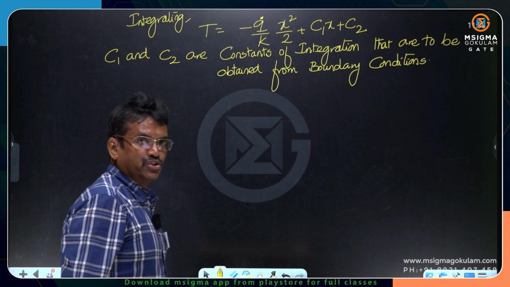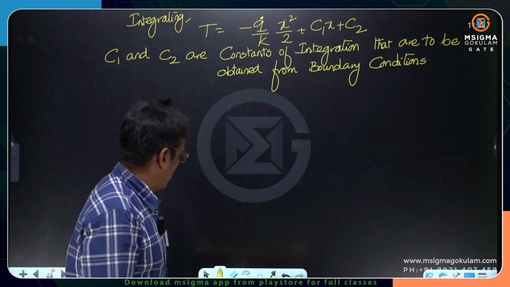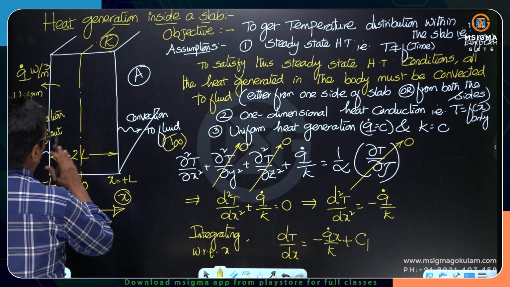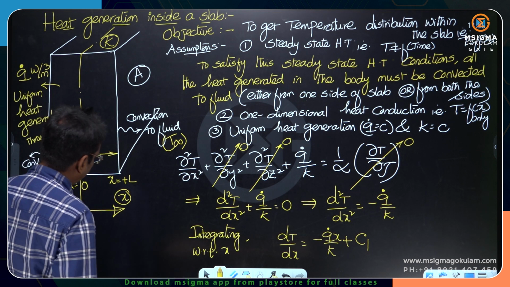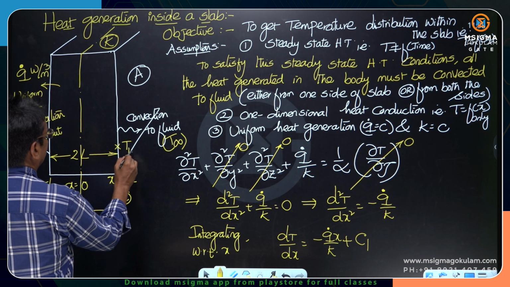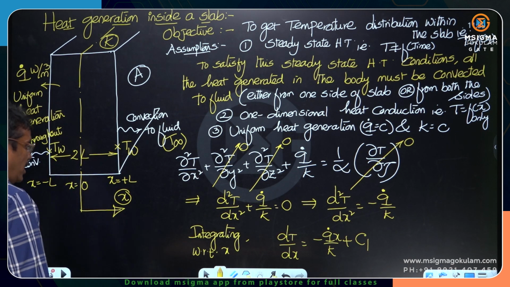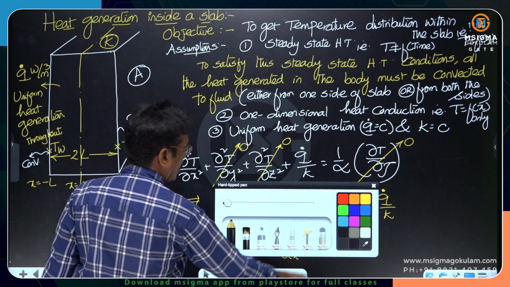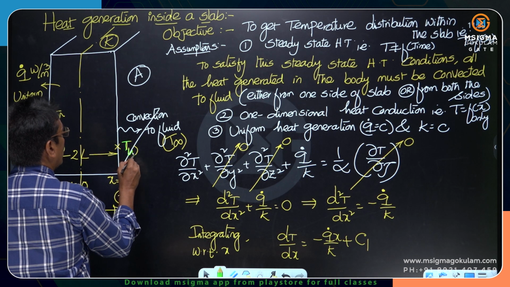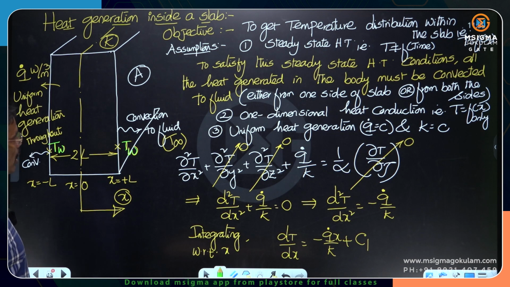Because we got the two constants of integration, we require two boundary conditions. One boundary condition I can clearly mark it here. One boundary condition is both sides of the slab are having the same temperature Tw. Both sides of the slab Tw, W refers to the wall. Please note that both sides of the slab are subjected to the same temperature Tw.